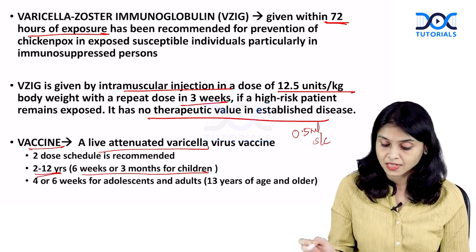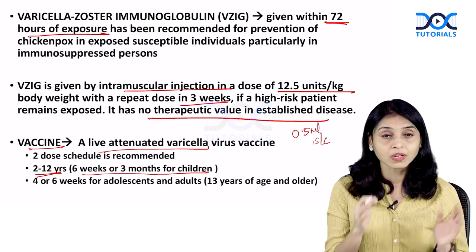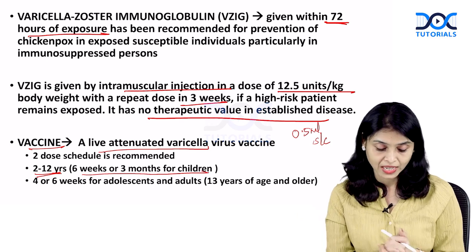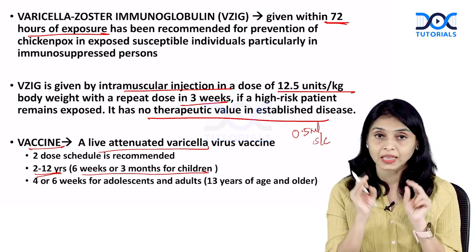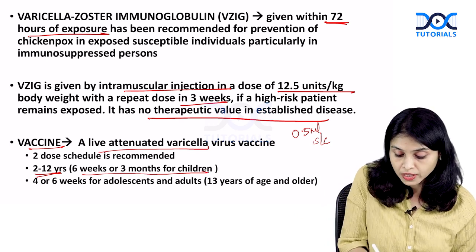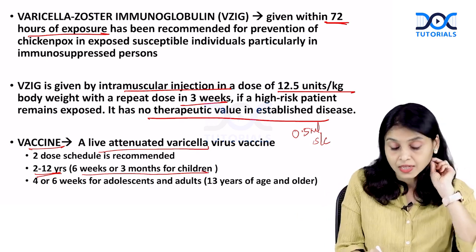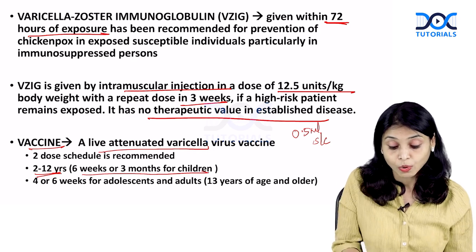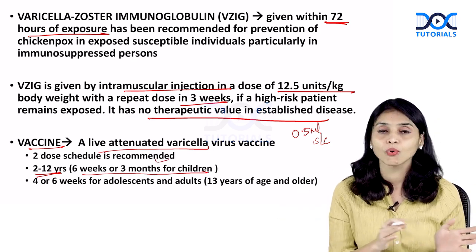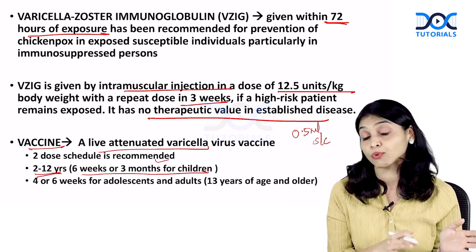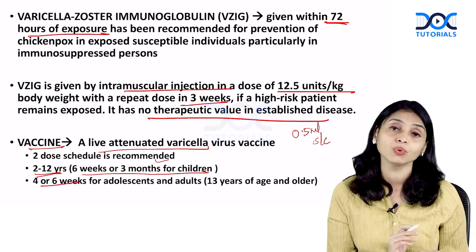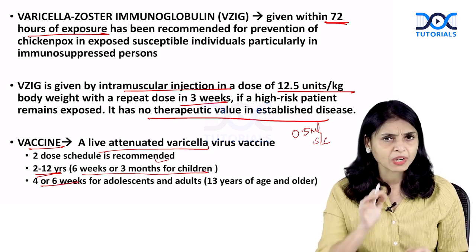Whereas for those above that age, that means from 13 years to adolescence, the gap advised between the two doses is 4 to 6 weeks. So for small children, 2 to 12 years, the gap between two doses advised is 6 weeks to 3 months. It's a little more. Whereas for those who are above 13 years, it is 4 to 6 weeks.